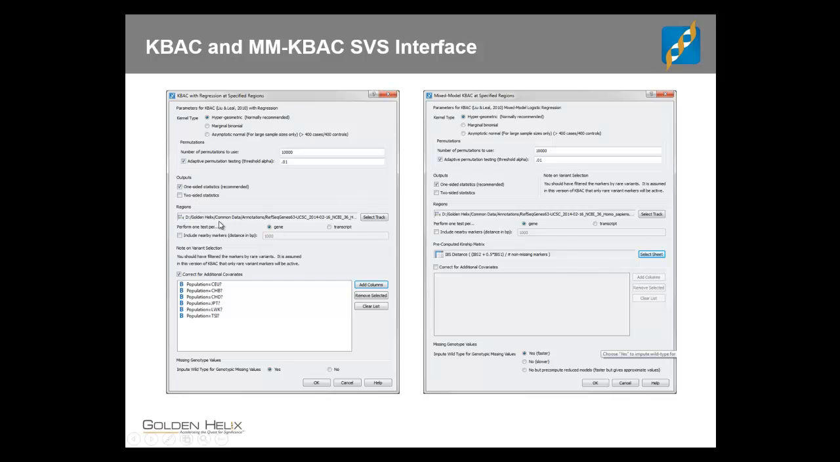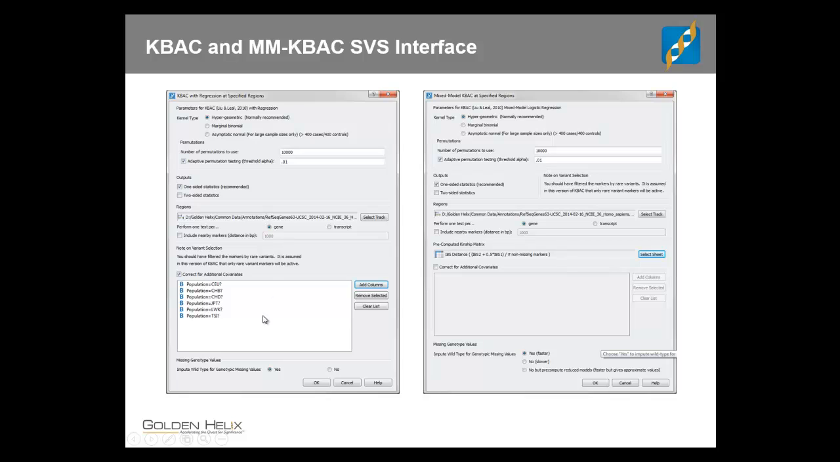In SVS, you specify your number of permutations and adaptive permutation threshold. You can compute 1 or 2-sided statistics, and then you also select your gene annotation source. And so SVS will run your analysis on all genes at the same time. So you just have to select your parameters once, hit OK, and let it run. You don't have to worry about writing wrapper functions to run this iteratively over different sets of variants.